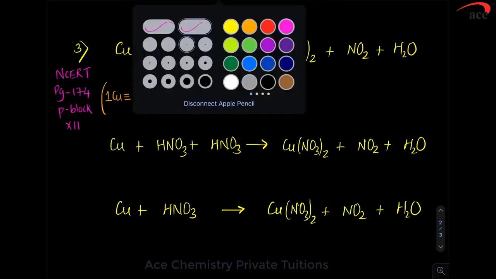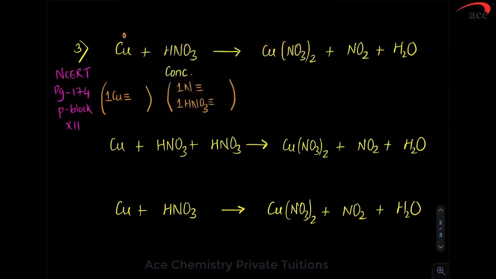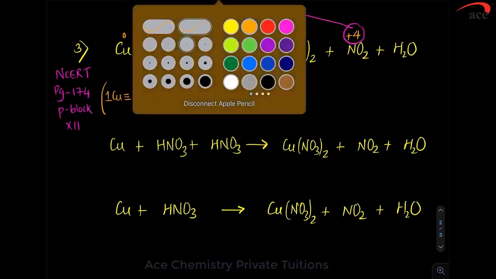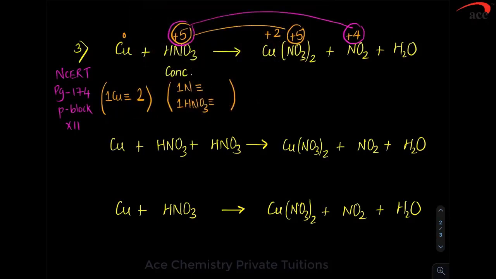I suppose all of you should have tried. So copper is going from 0 to +2, changes by 2. Nitrogen is going from +5 to +5 and +4. What you are able to see, this place oxidation state is same, and at this place oxidation number is changed. So changed and same. So what we do? We write down nitric acid 2 times. You got this?